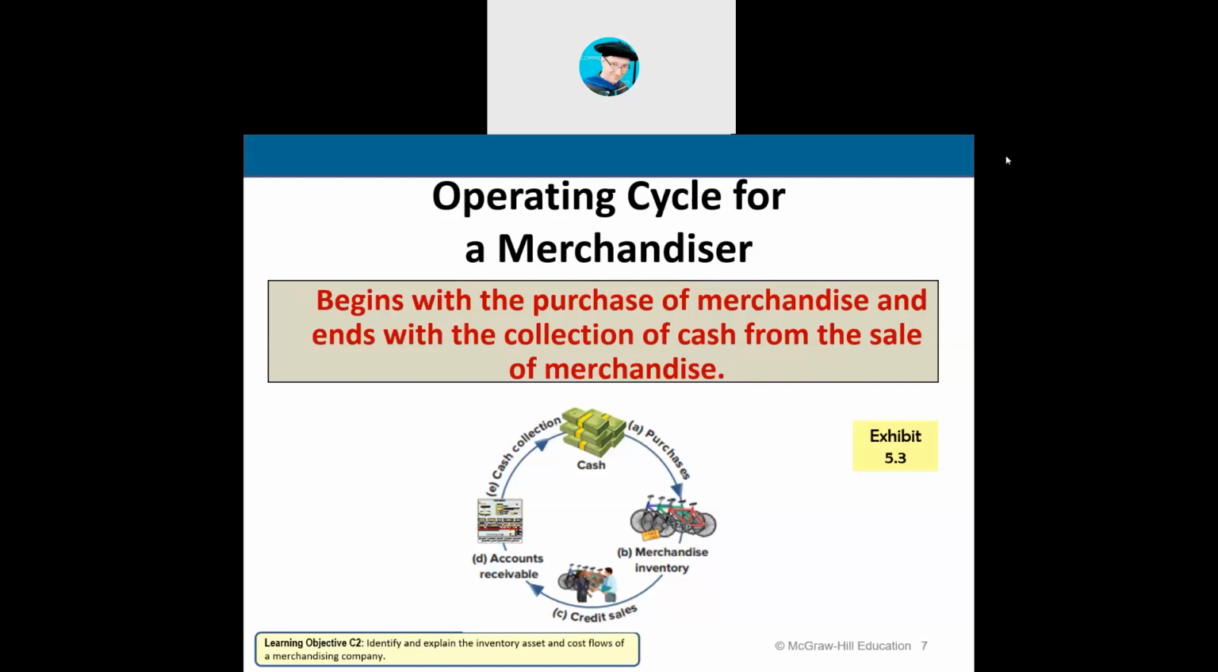And so we can see it in this cycle. Macy's makes the purchase. Then we have the inventory. We sell it to our customers on account or collect cash. If we sell it on account, we collect the cash later, and the cycle repeats itself. Go ahead, Taylor.